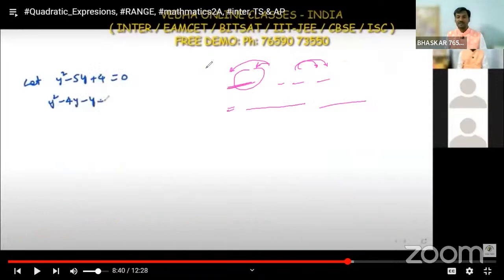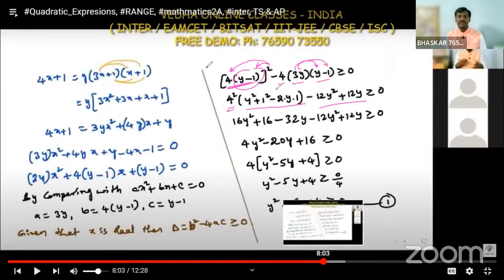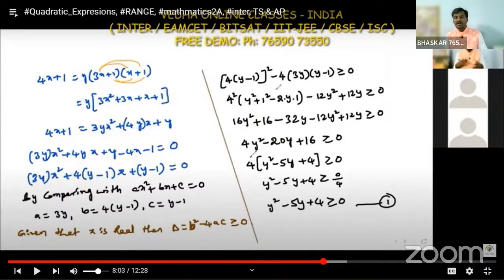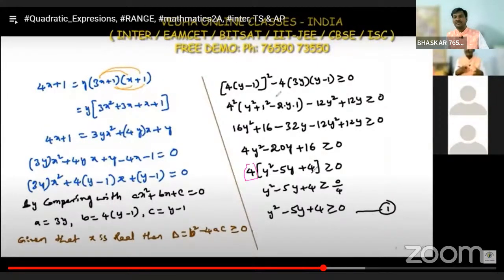After this step, what we have to do is form a quadratic equation or inequation. Based on possibility, we take a common factor. Here it is possible to take 4 common, so we took 4 outside. Now 4 into (y square minus 5y plus 4) greater than or equal to 0. If we take common, the coefficients become smaller, and then finding factors becomes easier.